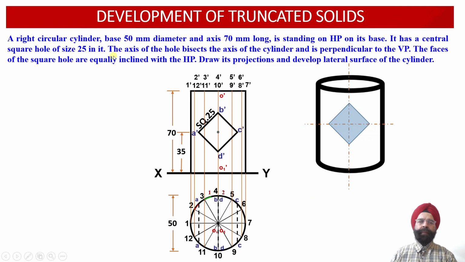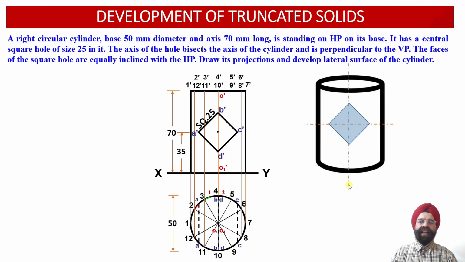Now here we have been provided with a right circular cylinder having base diameter 50 mm and axis height as 70 mm. This right circular cylinder is resting on its base onto the horizontal plane and its axis happens to be perpendicular to the horizontal plane.